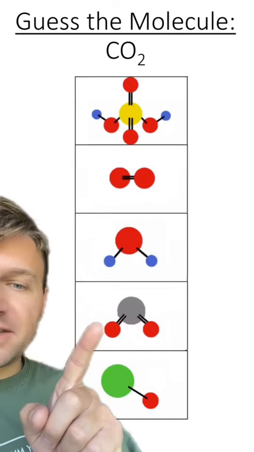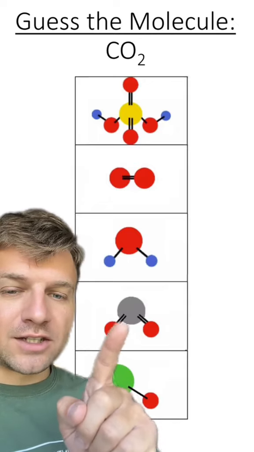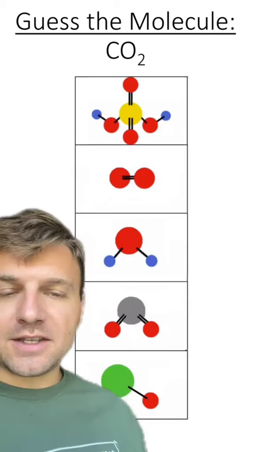However, this diagram's CO2 since there are double bonds. You can see our central carbon surrounded by the 2 oxygens, and there are technically double bonds between these carbons and oxygens.